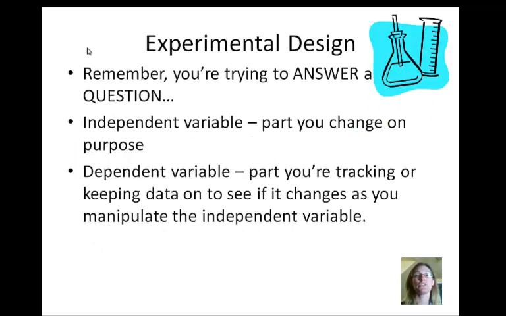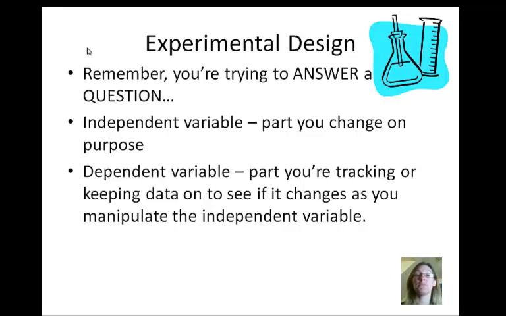Designing an experiment is trickier than it might seem. Remember, you're trying to answer a question. So when you ask the question, think about what kinds of materials you'll need to investigate the answer. The independent variable is the part of the experiment that you change on purpose. The dependent variable is the part that you're tracking or keeping data on to see if it changes as you manipulate the independent variable. That means that the dependent variable is going to be the data that you collect.